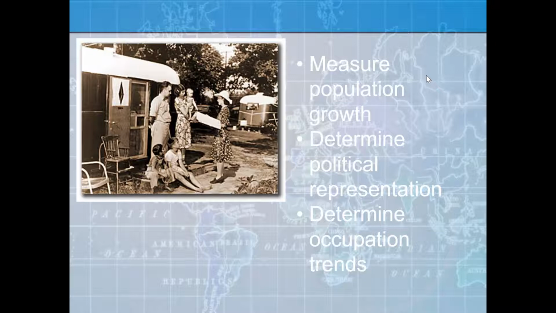Originally, censuses were used to measure population growth, determine political representation, and occupation trends. Early enumerators traveled from house to house trying to get the required information from residents. No proof was required, so much of the information was incorrect.